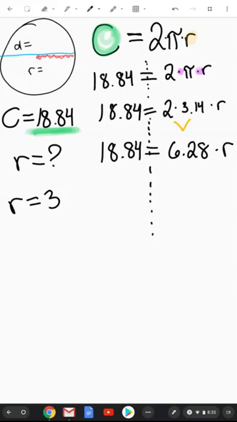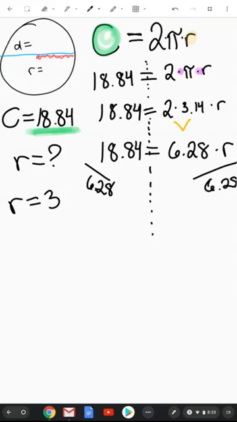How do I break it off from r? I need to divide by 6.28, and you have to do it on both sides of the equal sign. This is the part where you take out your calculator and you want to figure out what is 18.84 divided by 6.28. So let's pull up the calculator and find out. 18.84 divided by 6.28 equals magically 3.